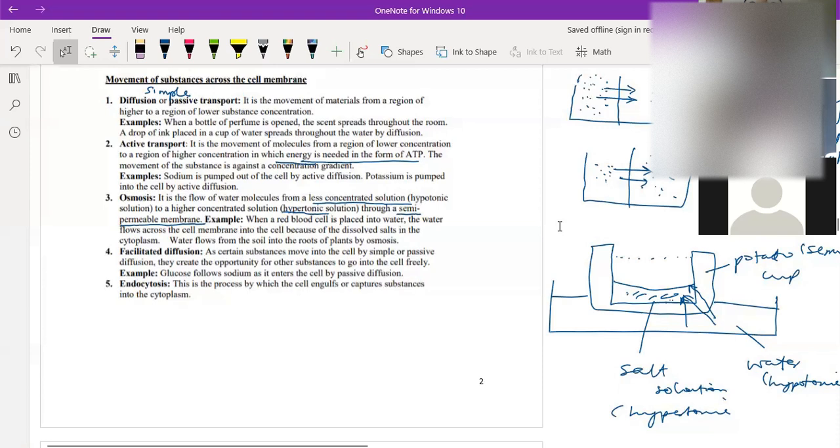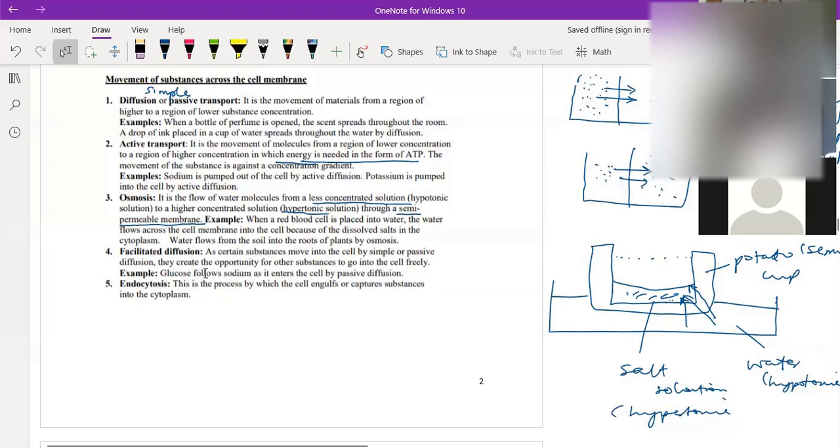And then the other type of movement is facilitated diffusion. Okay, point number four. Facilitated diffusion. Certain molecules can move into the cell freely by simple diffusion. So what happens is that as they go into the cell, they create the opportunity for other substances to follow them. Right? So in other words, they've assisted other molecules to go into the cell. So that is facilitated diffusion. Some of them need what we call carrier proteins. The carrier proteins help to take the substance into the cell. So something's helping to carry the substance into the cell. Okay, facilitated diffusion.